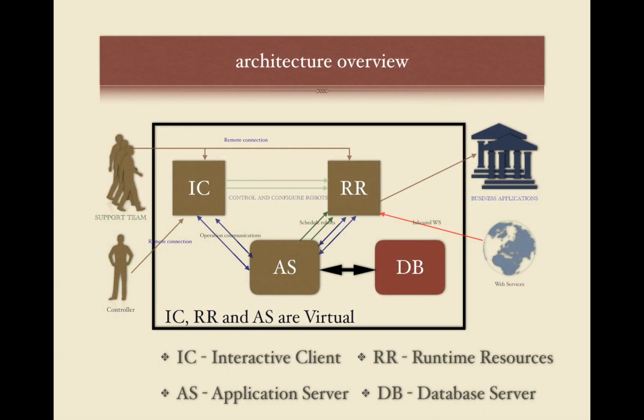As I mentioned on the slide here, I tried to put all the components in a very user friendly manner. The main components of a Blue Prism implementation are these four components which are inside the black box: interactive client, runtime resources, application server, and the database server. The main point we can remember here is the color coding of all these four components. Except the database server, all the other three components are of the same color coding.